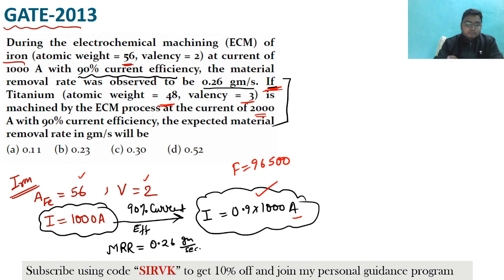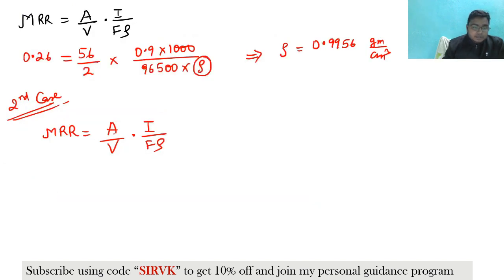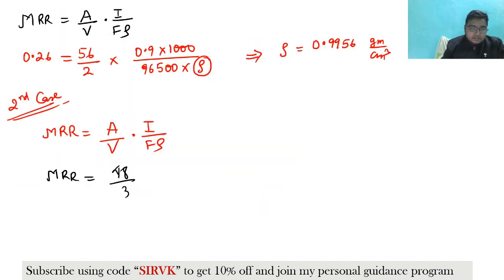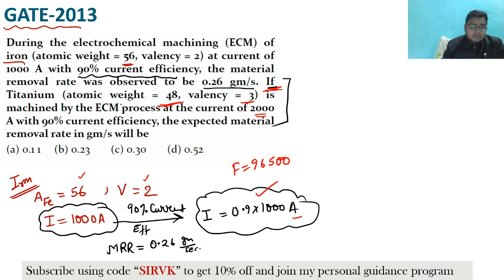Now see here, if titanium is given, the atomic weight is 48. Fine, so put it here, the weight is 48. Let me write MRR. A is 48. What is its valency? Its valency is 3. What is the current? Current value is 2000.